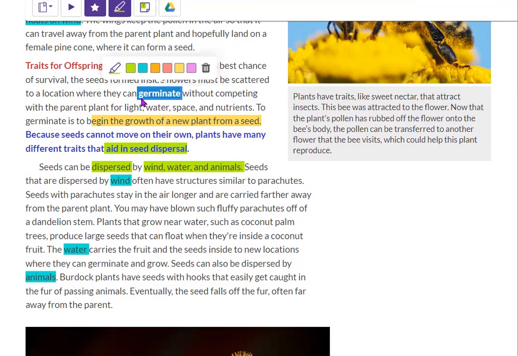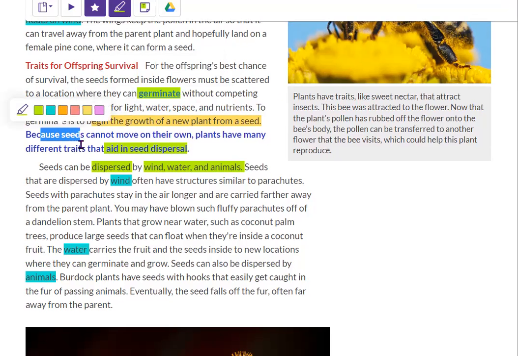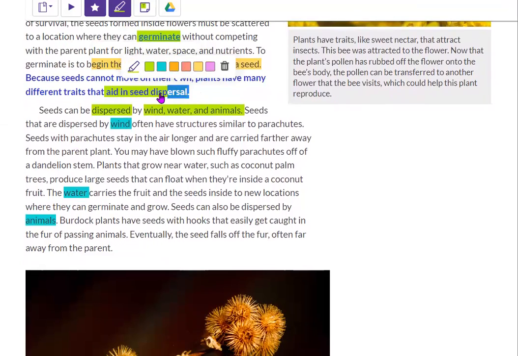So notice germinate has a G and an R, right? It kind of spells the beginning of grow, right? So we're growing from a seed. Every time you see the word germinate, that's what that means. Because seeds can't move on their own, plants have different traits that help with seed dispersal. To disperse means to spread out, right? To send the seeds out everywhere.